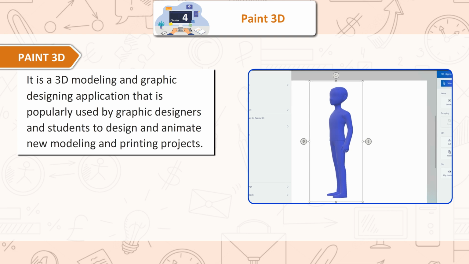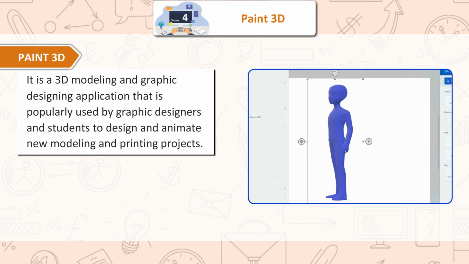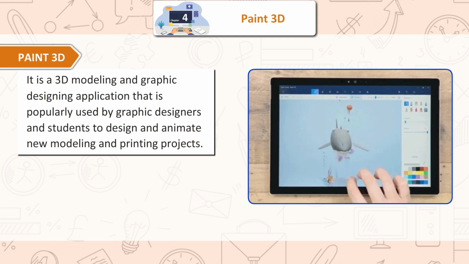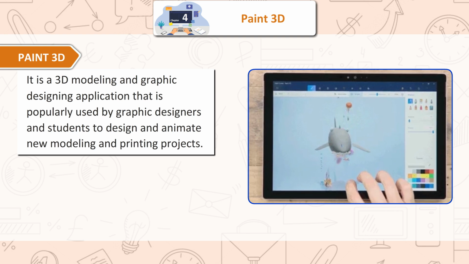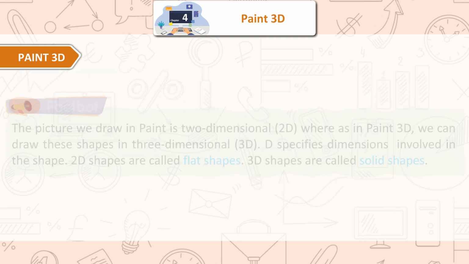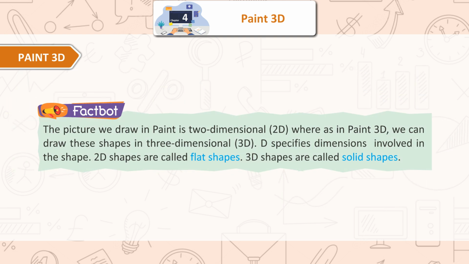It is a 3D modeling and graphic designing application that is popularly used by graphic designers and students to design and animate new modeling and printing projects. Factbot: the picture we draw in Paint is two-dimensional, 2D, whereas in Paint 3D, we can draw these shapes in three-dimensional, 3D. D specifies dimensions involved in the shape.